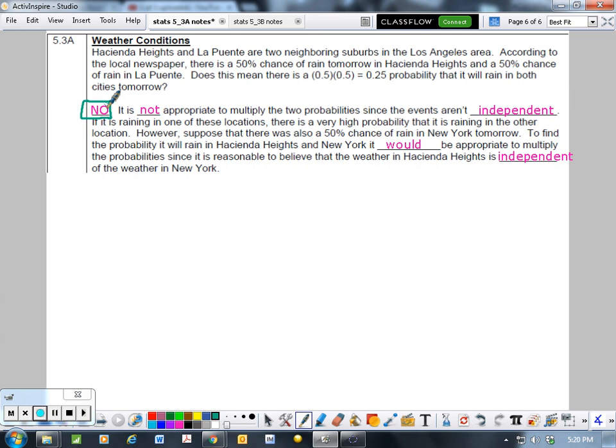But if there was a 50% chance of rain in New York and a 50% chance of rain in Hacienda, then it would be appropriate to multiply these probabilities, since it's reasonable to believe that the weather in Hacienda is independent of the weather in New York. And again, Gulf streams and all that may come into effect there, and there may be some sort of relationship, but they are far enough apart that we could say that what's happening on that exact day is not affecting what's happening the same exact day in that other spot. And so that's our idea of independence.